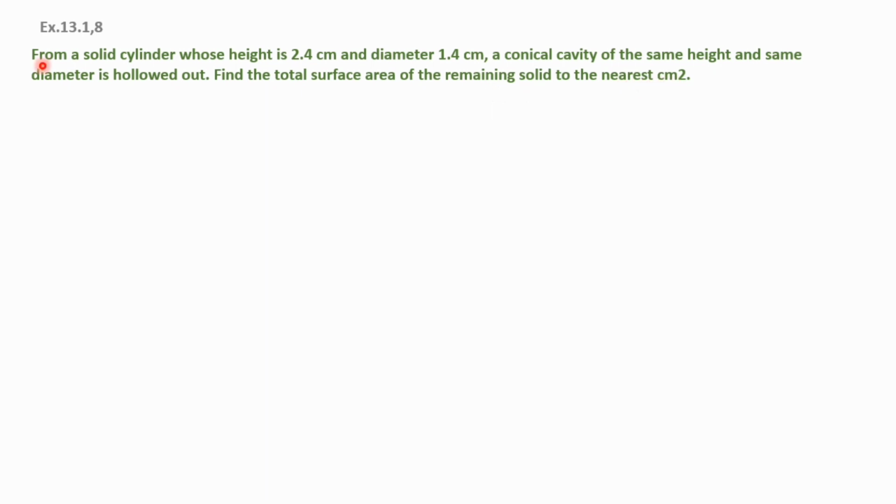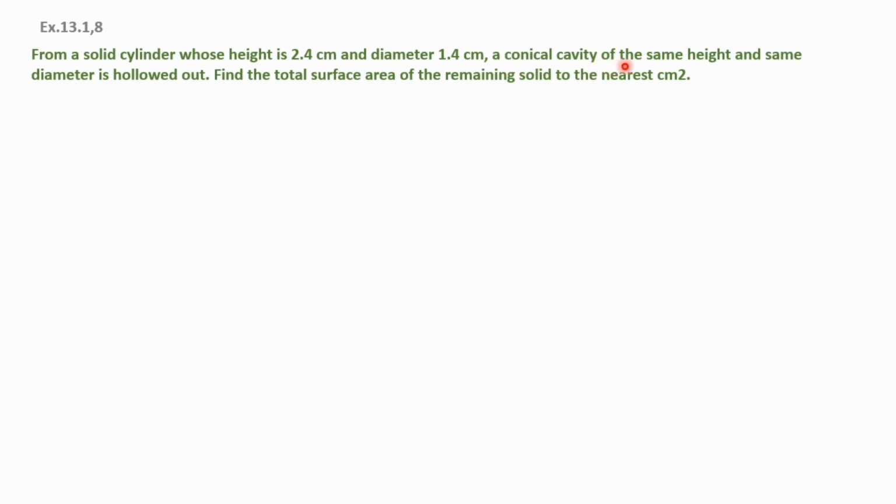Here, from a solid cylinder, you must know what is a solid cylinder and what is a hollow cylinder. If you are taking a PVC pipe, that is the hollow cylinder, means inside is completely empty. If you are filling concrete inside the PVC pipe, then it is a solid cylinder. So that is the difference. So here a completely filled cylinder, that is a solid cylinder, whose height is 2.4 centimeter and diameter is 1.4 centimeter.